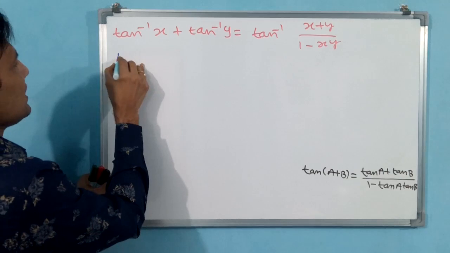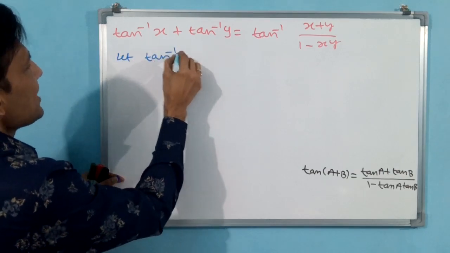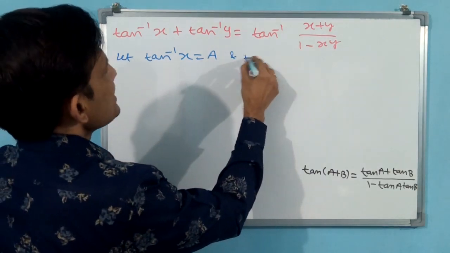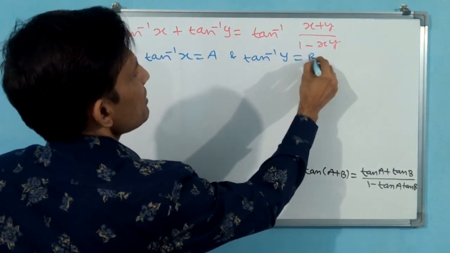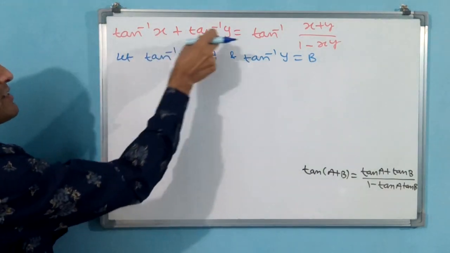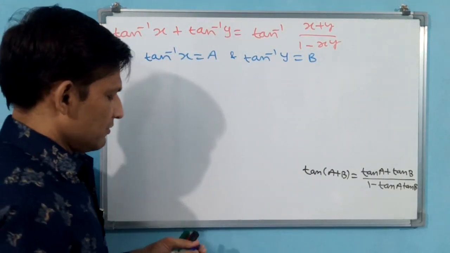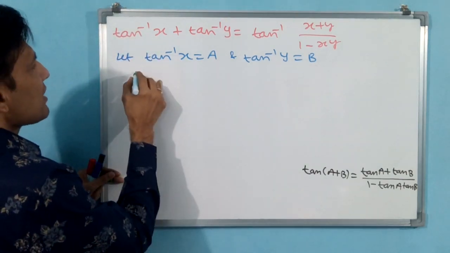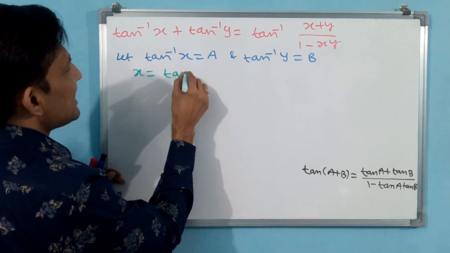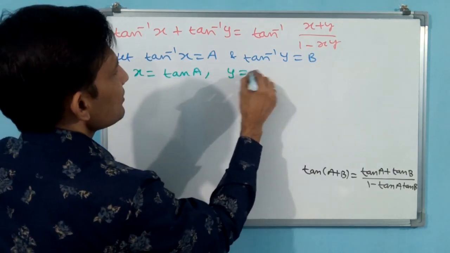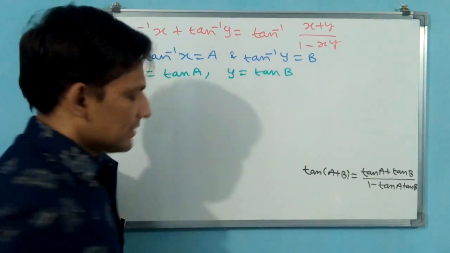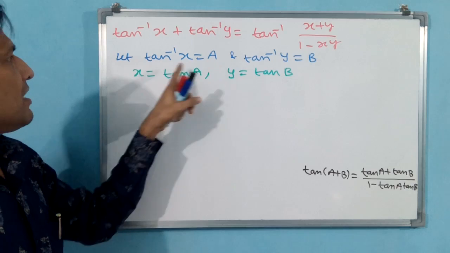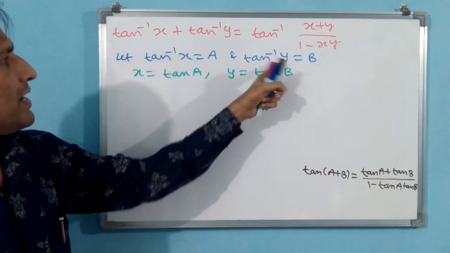Okay, what I am doing, you see, let tan inverse x is equal to a, I take. And tan inverse y is equal to b, I take. See, a plus b I am taking. Now if you see, tan inverse x is equal to a means what will be there? x is equal to tan a and y is equal to tan b. Is it correct? Definitely correct. Tan inverse x I have taken a, but x is equal to tan a. y is equal to tan b.